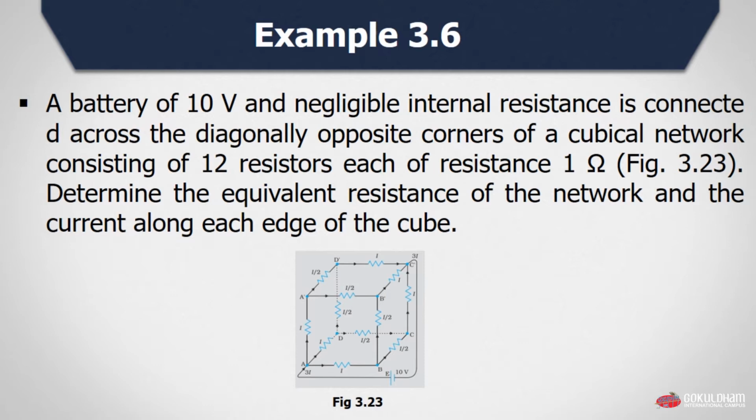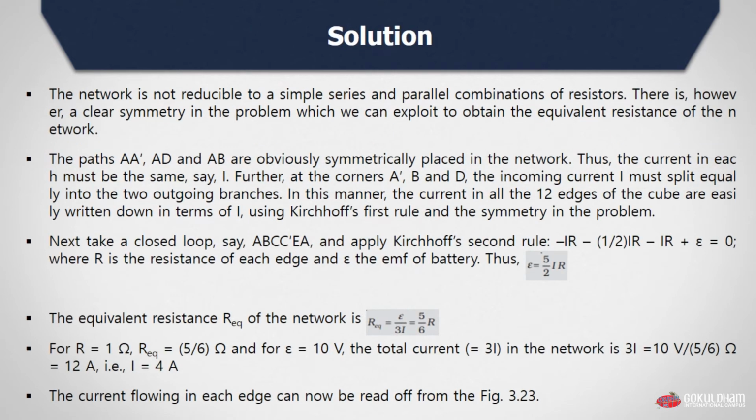So let's look at our solution. According to our solution, the network is not reducible to a simple series and parallel combination of resistors. There is, however, a clear symmetry in the problem which we can exploit to obtain the equivalent resistance of the whole network. The paths A'A, AD and AB are obviously symmetrically placed in the whole network.